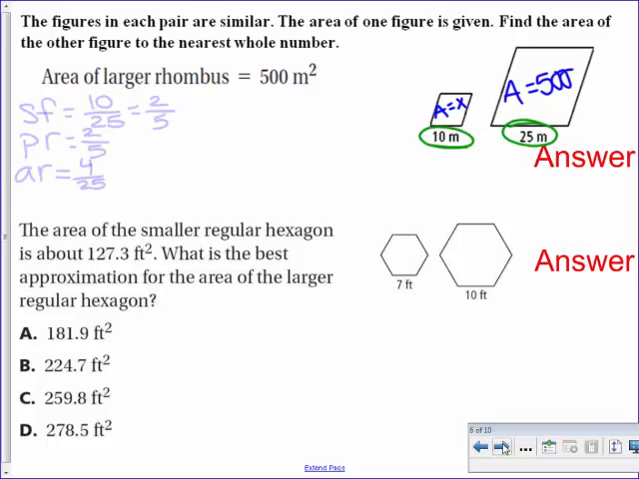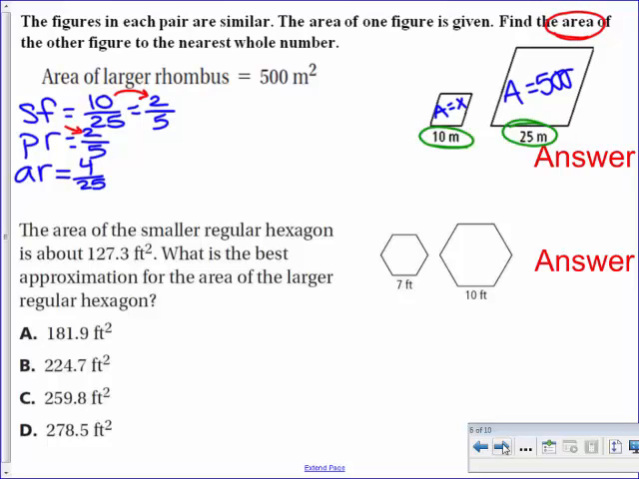So let's write our SF, PR, and AR. If you look, all I did was match up the 10 over 25, and then we simplify to 2 over 5. So then the perimeter ratio will be the same, and then I square for the area ratio, 4 to 25.